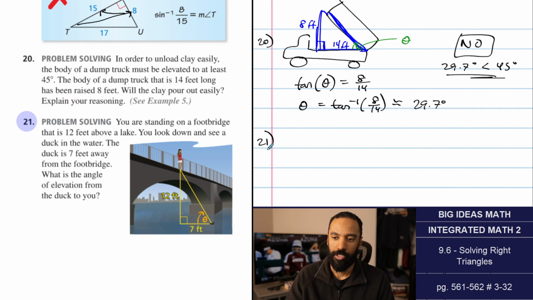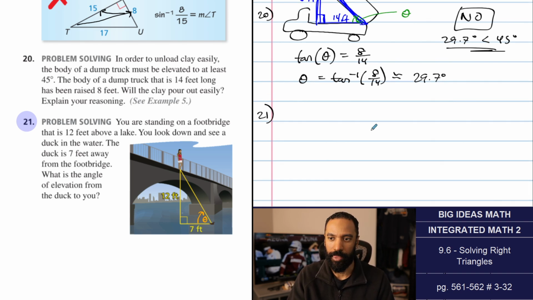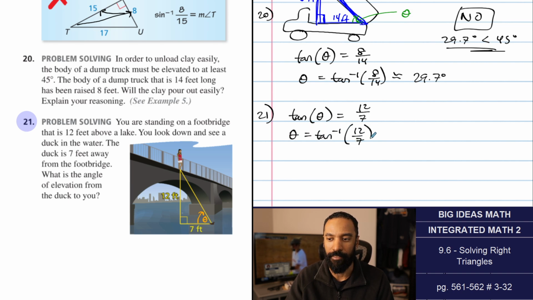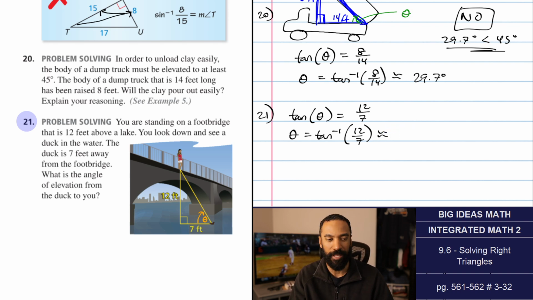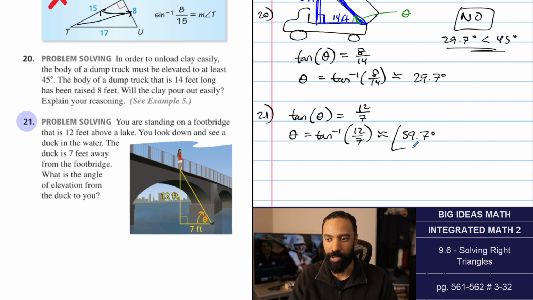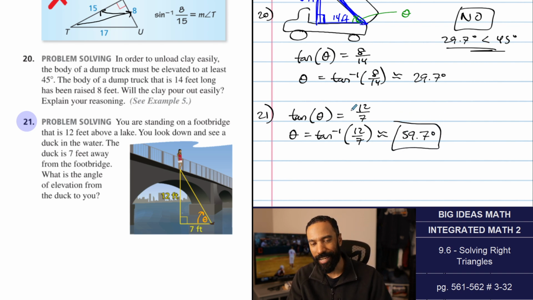Okay? So in that diagram, it's already drawn there, so I'm not going to redraw it. Once again, it looks like a tangent scenario. Tangent of this angle is 12 over 7. So theta is the inverse tangent of 12 over 7, which will be more than 45. I go back to my reasoning and how I knew the other one would be less than 45. Do I know it exactly? No. That's why I'm using the calculator now. But I should anticipate more than 45, so if I get something less for some weird reason, I know that something went wrong. But this is around 59.7 degrees of the angle of elevation from the duck to you.